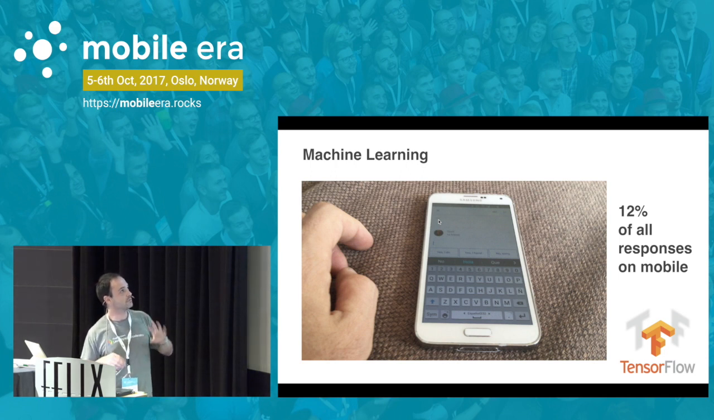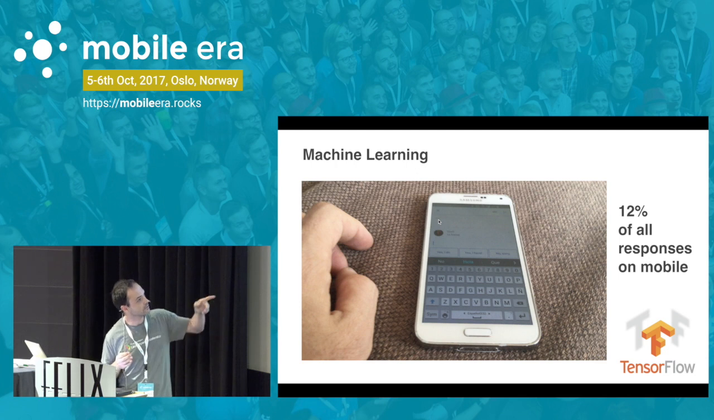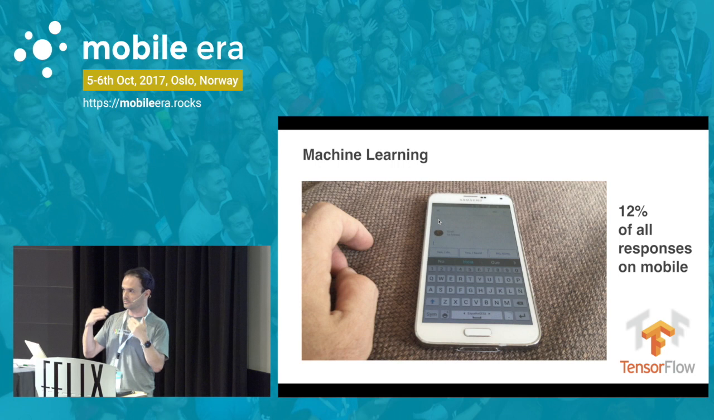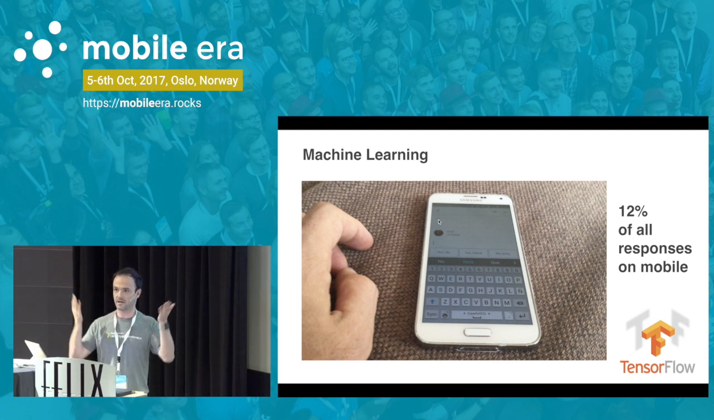Another one here, when a guy asks me if I can answer a few questions for an interview, and it says something like, yes, I do, yes, I have time, no, sorry. So it's very contextual learning from the messages you're displaying. This is right now 12% of all the responses on mobile. And as you can imagine, this is growing.